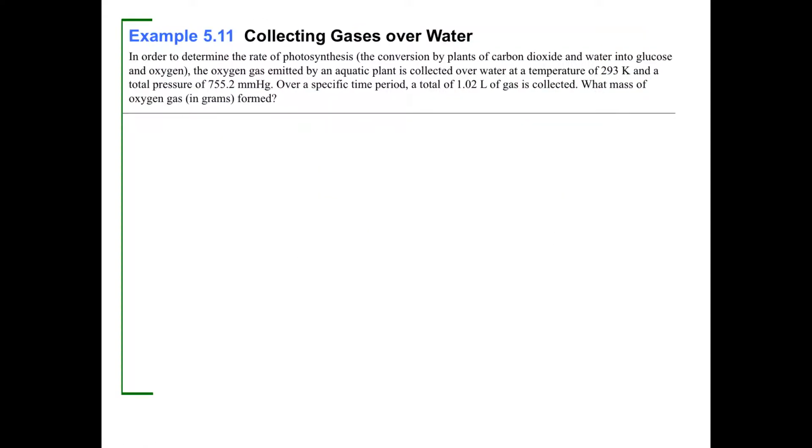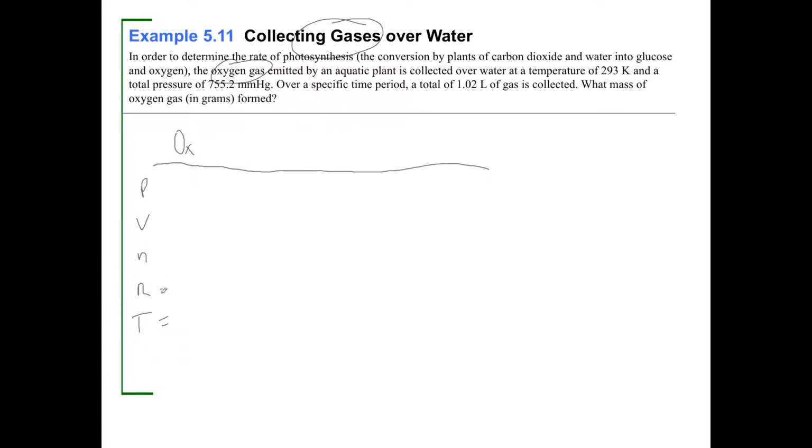In order to determine the rate of photosynthesis, the conversion by plants of carbon dioxide and water, and so on. Now, the oxygen gas emitted by an aquatic plant, over water at a temperature. So we can see it's gases over water, and one of the gases is oxygen. So I'm just going to say oxygen. Are you okay if I just do OX? That's obviously not the symbol for oxygen, but I don't want it to look like a 0, okay?